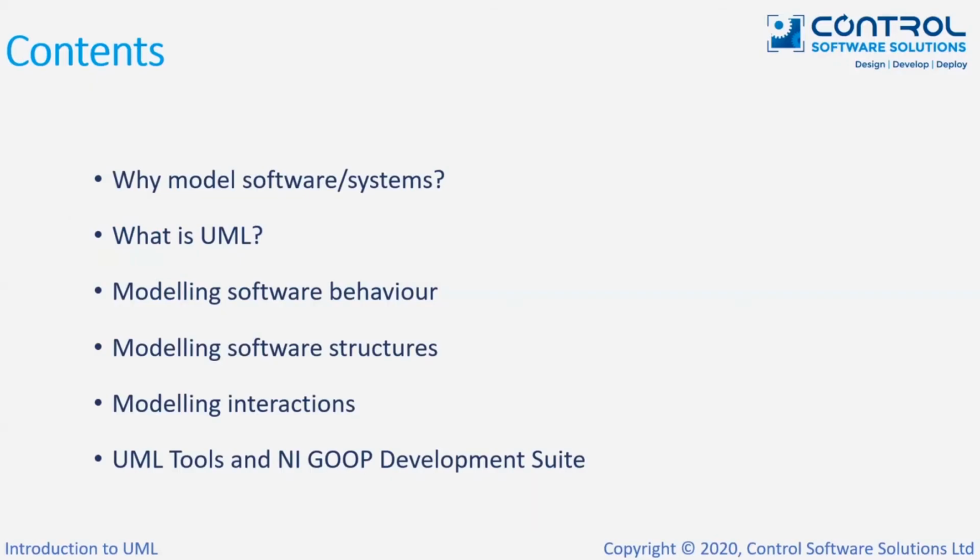So, we're going to be looking at why we try and model a software or a system, what UML is, how we might model software behavior, how we might model a software structure, and then interactions as well. I'll introduce you to a couple of UML tools, and we're going to have a look at the NI Goop development suite. However, there seems to be a problem with that on my machine at the moment, so we'll see how we get on with that.